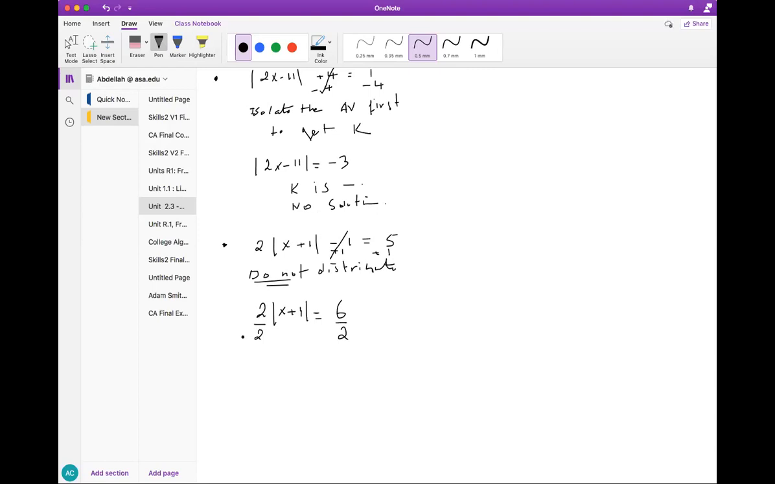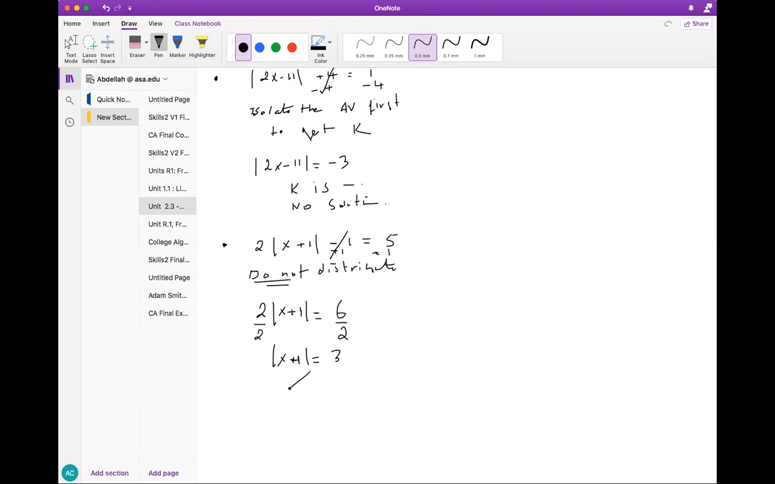Not subtract 2, but do the opposite. We do that when you have a number by itself. But this is a multiplication, so we divide. So we end up with |x plus 1| and 3. Is it now in standard form? Yes. Right. So we have |x plus 1| equals 3.